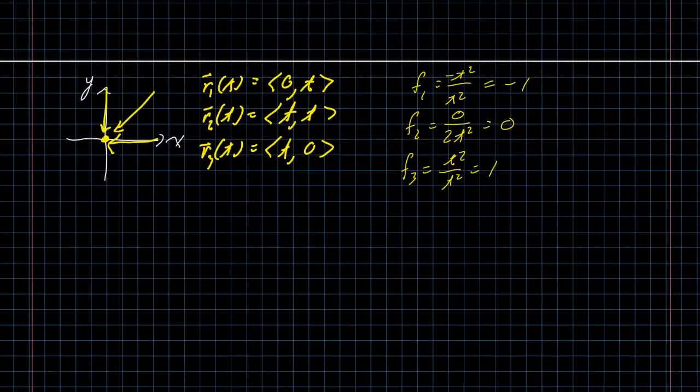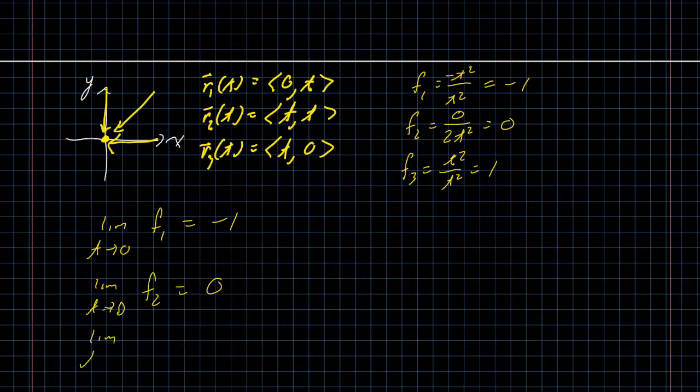Right, so we should now look at the limit as t goes to 0 of f1, but that's just negative 1. We should look at the limit as t goes to 0 of f2, but that's just going to be 0. We should look at the limit as t goes to 0 of f3, but that's just going to be positive 1.